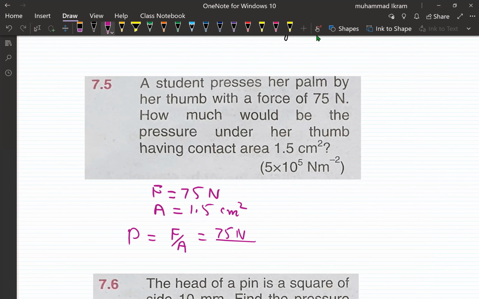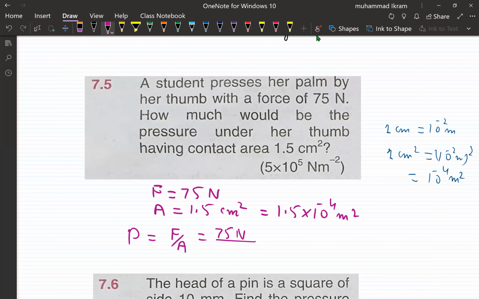But you need to apply the unit consistency checking, so let me do it for you. You know that 1 centimeter is equal to 10 raised to the power minus 2 meter. So 1 centimeter square will be equal to 10 raised to the power minus 2 meter whole square, or 10 raised to the power minus 4 meter square. So definitely you need the unit consistency checking. So this will be 1.5 into 10 to the power minus 4 meters square, and the answer will be in Newton per meter square. Clear? So you need to do this also.